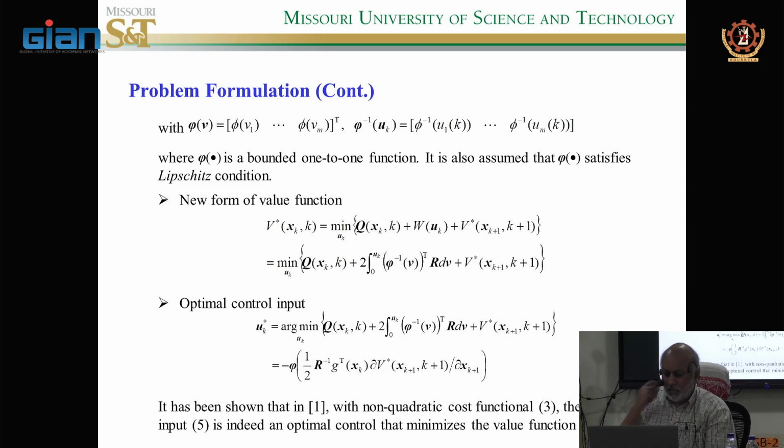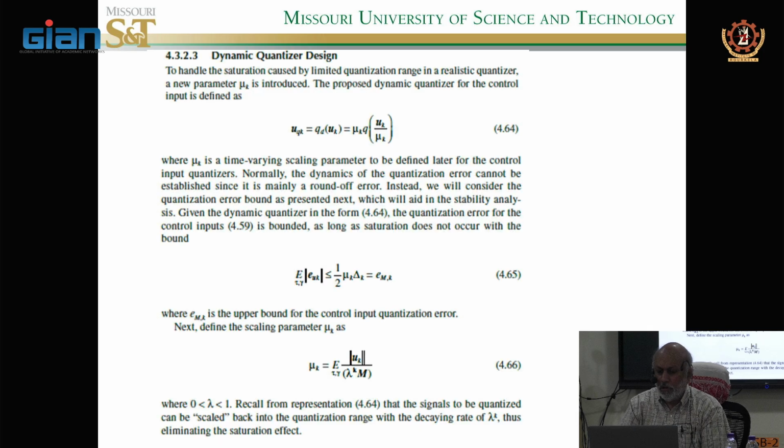Okay? So it's shown in this paper with non-quadratic cost functional 3, the control input 5, that's 5 here, is indeed an optimal control that minimizes the value function 4, which is given by that. Okay? So now we'll start looking at the quantizer, dynamic quantizer.